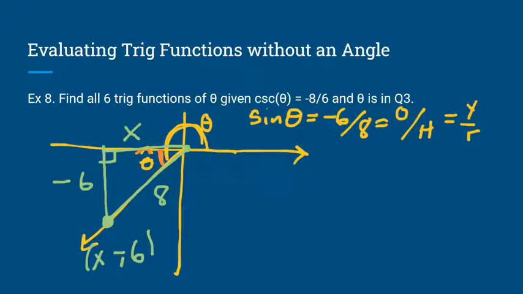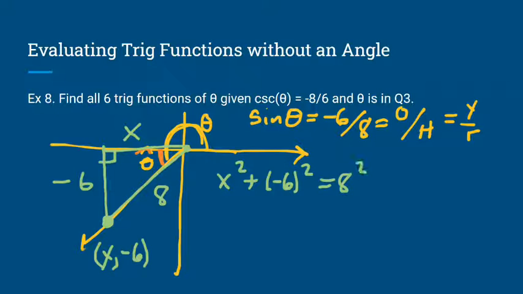Now, when you're doing the Pythagorean Theorem, make sure that you square with parentheses. So negative 6 squared is going to be 36, not negative 36. If you type it in on the calculator without parentheses, you will get negative 36, which is why you want to use parentheses. And then I'm just going to finish solving.